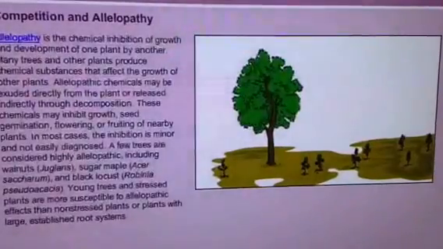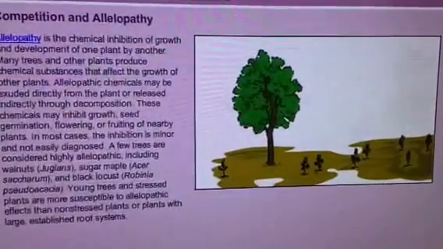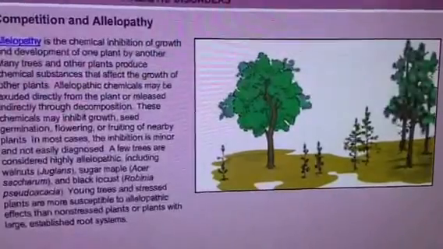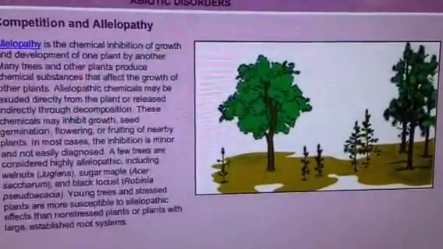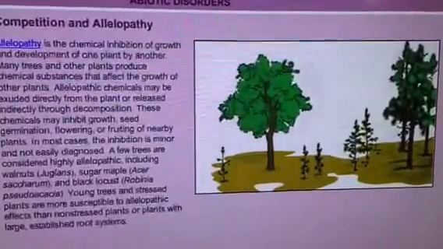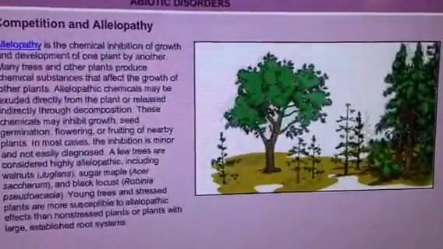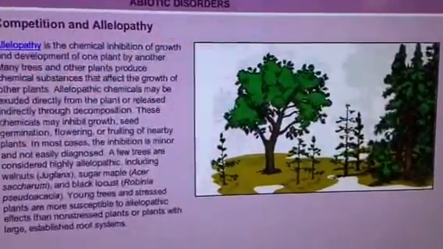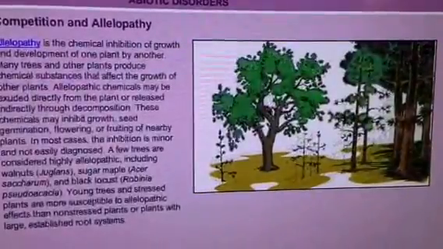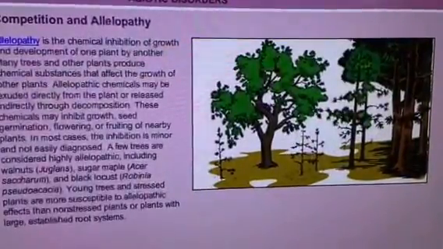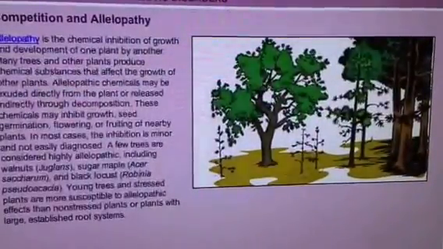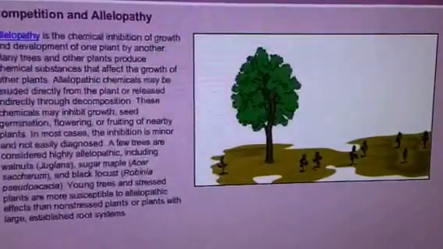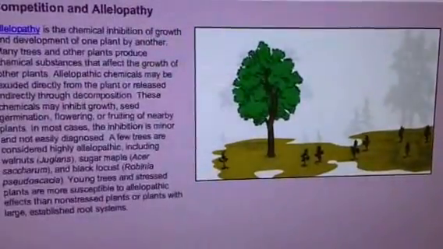Allelopathy is the chemical inhibition of growth and development of one plant by another. Many trees and other plants produce chemical substances that affect the growth of other plants. Allelopathic chemicals may be exuded directly from the plant or released indirectly through decomposition. These chemicals may inhibit growth, seed germination, flowering, or fruiting of nearby plants. In most cases, the inhibition is minor and not easily diagnosed.